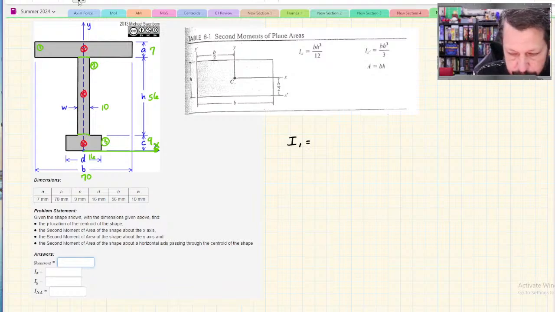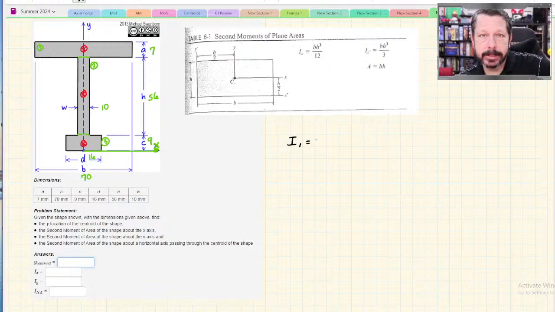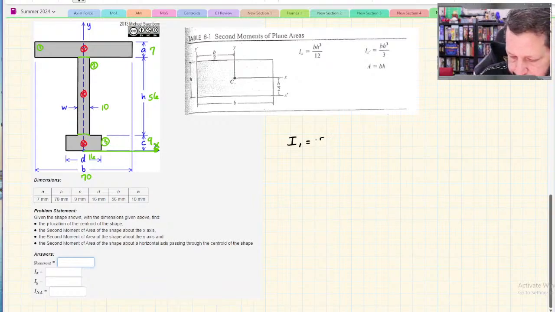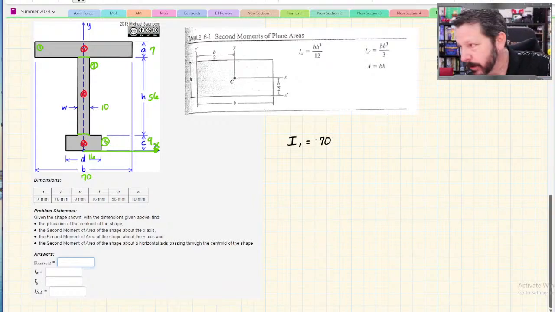So BH cubed over 12 is the moment of inertia about the centroid. The B is always relative to the reference axis. So B means base, but it's relative to the reference axis. That is normal right now, but when we do the y-axis, it'll be different. So B for part 1 is literally called B on my diagram, 70 millimeters. I'm leaving the units off again.